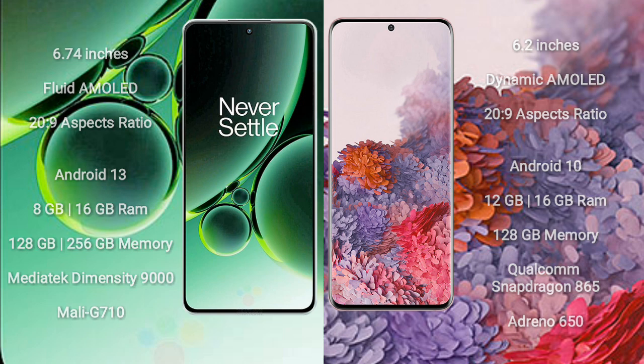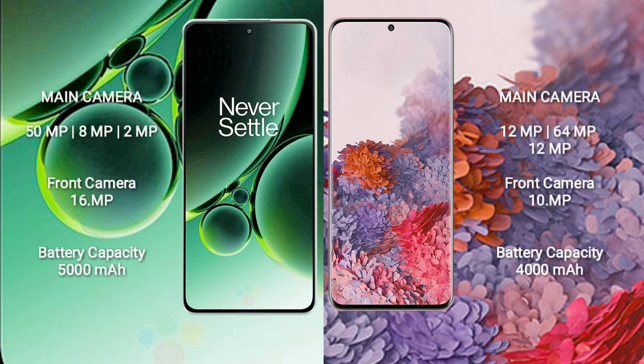GPU Adreno 650. OnePlus Nord 3 rear side triple camera setup, 50MP plus 8MP plus 2MP and front camera 16MP. Samsung Galaxy S20 rear side triple camera setup, 12MP plus 64MP plus 12MP and front camera 10MP. OnePlus Nord 3 has a 5000mAh battery with 80W fast charging support. Samsung Galaxy S20 has a 4000mAh battery with 25W fast charging support.